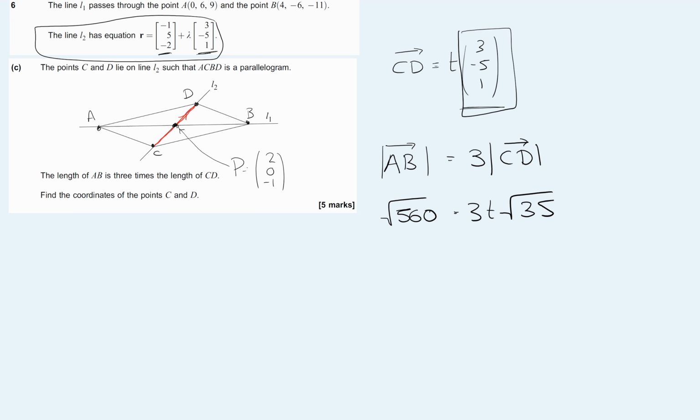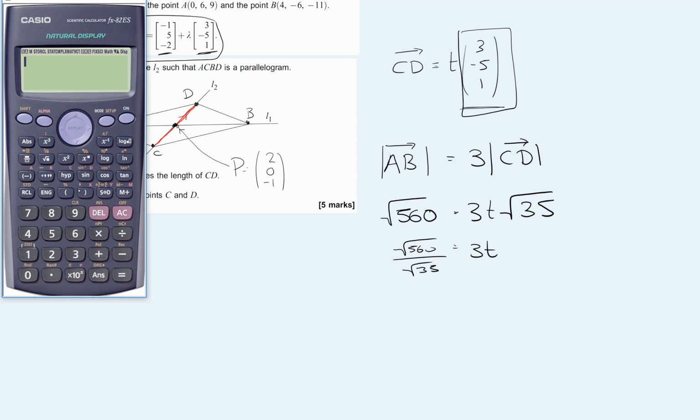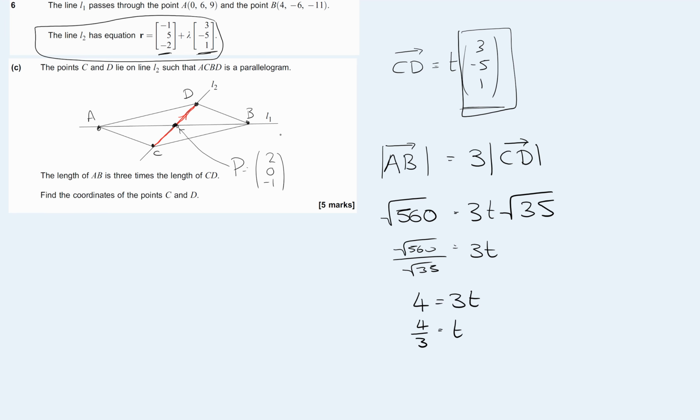So if we rearrange this here, we're going to get root 560 over root 35, which is equal to 3 times T. Now root 560 over root 35, pop that into the calculator, 560 divided by 35, comes nice and roundly to 4. So 4 equals 3T, so T is equal to 4/3. So what this tells me is that CD is 4/3 times the vector (3, -5, 1). Okay, so that's the length of CD.